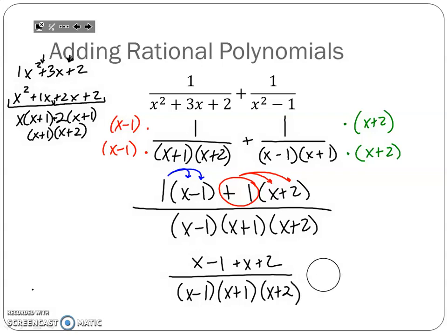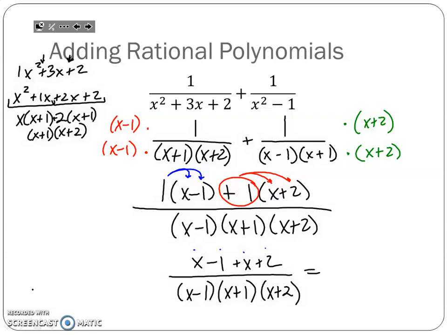Don't cancel at this step down here. A lot of people want to cancel. You can't do that. You can only cancel factors. And everything up top here, these are all terms, so I cannot cancel anything. Okay? A lot of people want to cancel those x plus 2s and those x minus 1s. That does not work. Okay? So don't do that. The only thing you can do is you combine like terms on top.